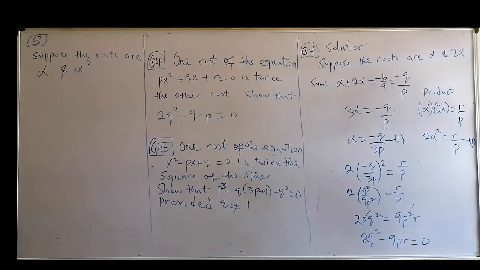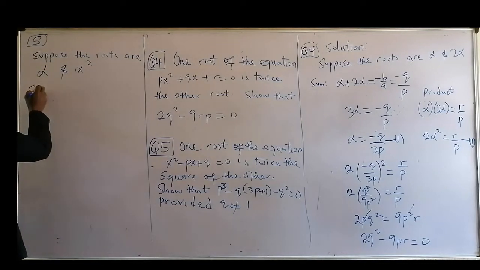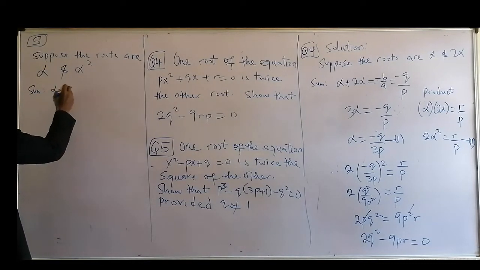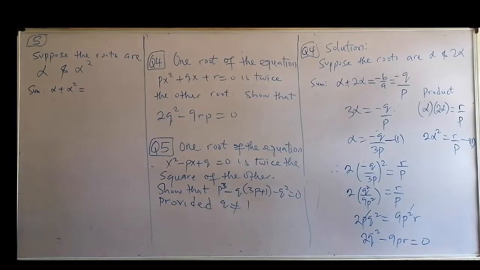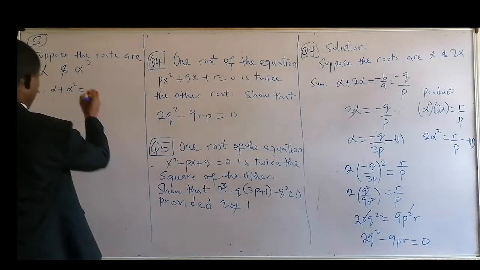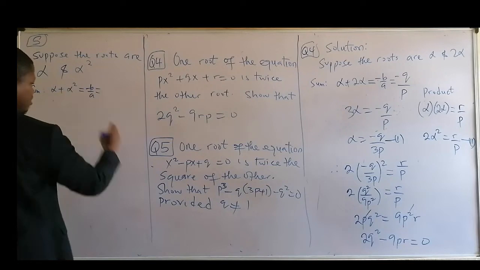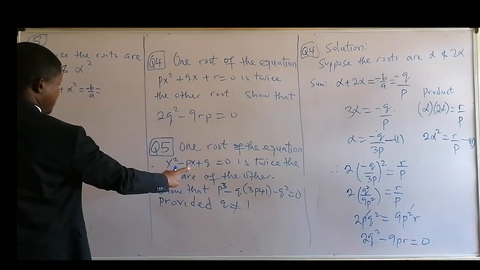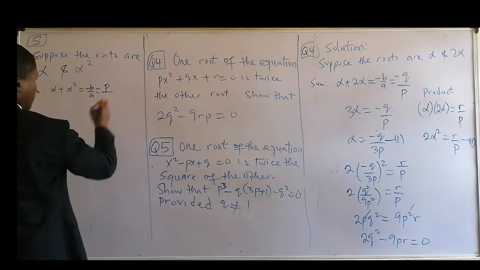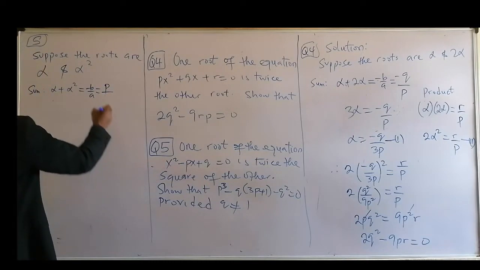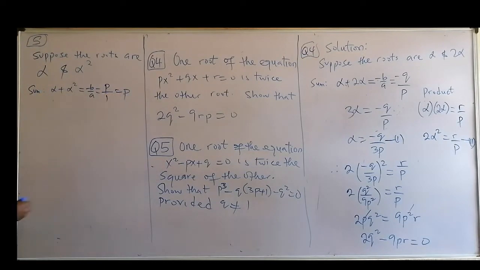So that's just that. That's the root. That will be alpha and alpha square. So let's get the sum. The sum will be equal to alpha plus alpha square, equal to the sum of the roots, which will be equal to what? Minus b over a, and that's equal to what? b is minus p, so that becomes p over 1. So that's p. You can call that one probably equation 1.